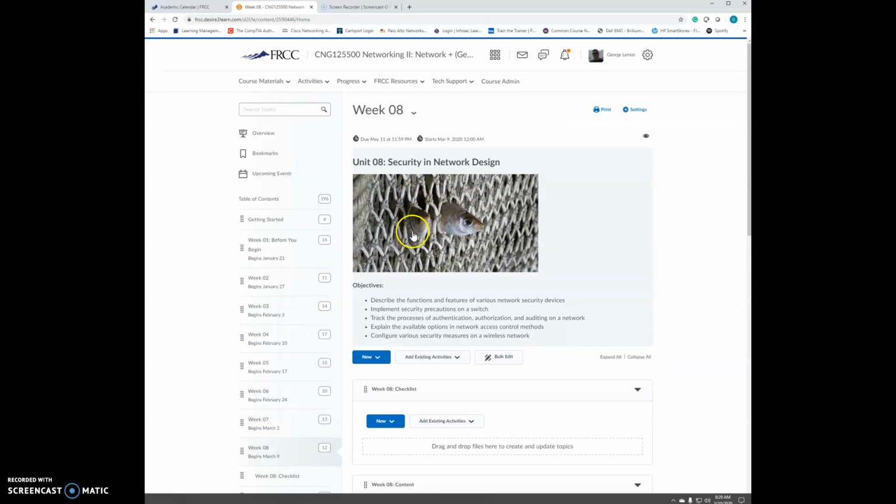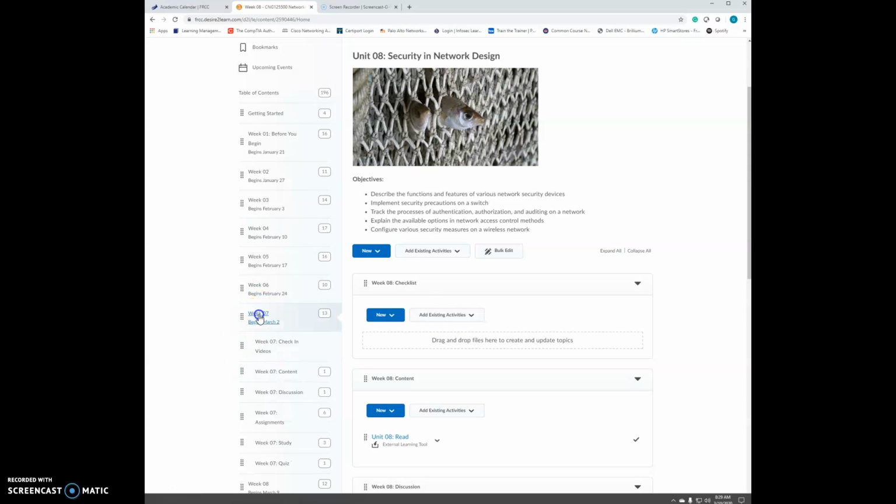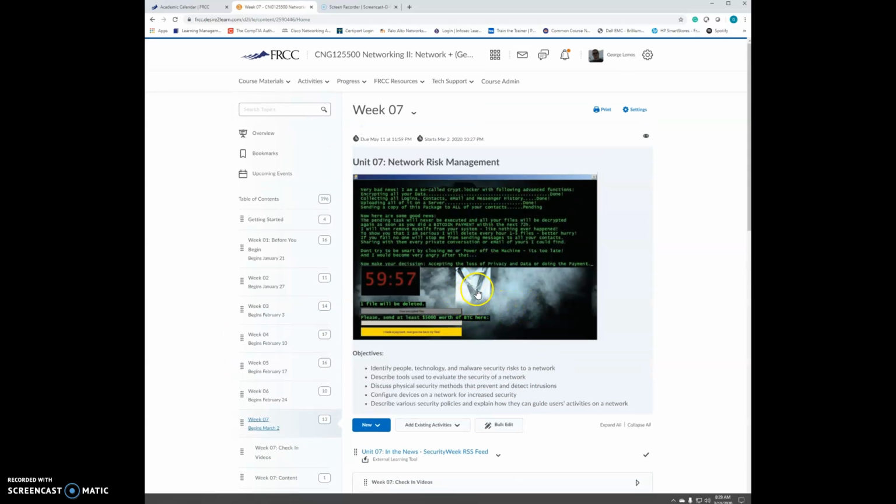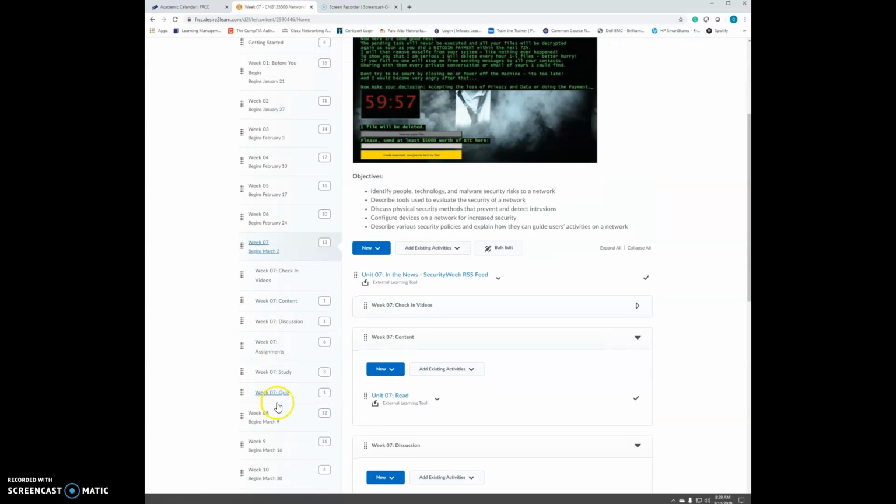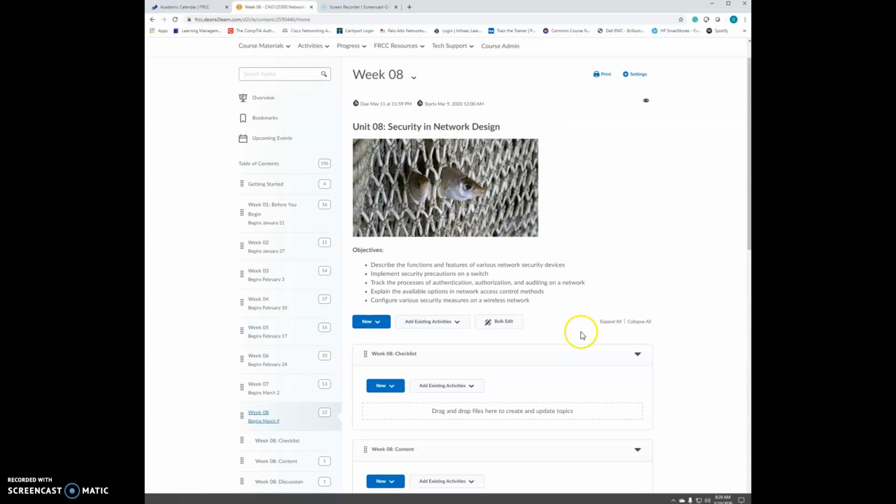This week we look at security network design, in addition to network risk management. So we're evolving, looking at network security devices, precautions on a switch, tracking, authorization, authentication, auditing the network. And a lot of these, once again, reflect back to week 7, where we looked at how to minimize the risk through a network.